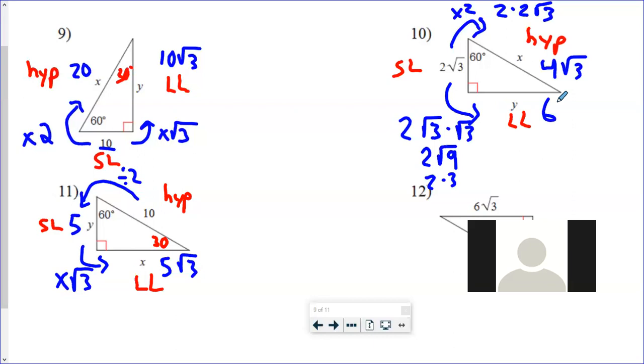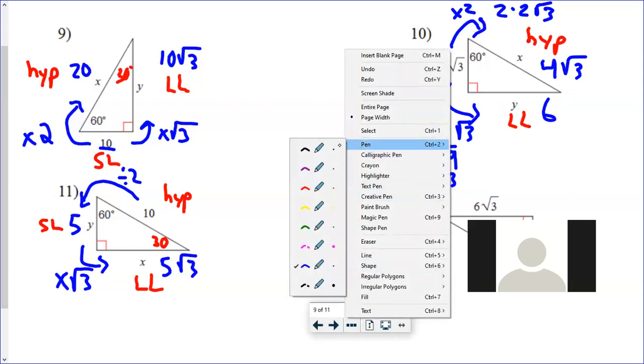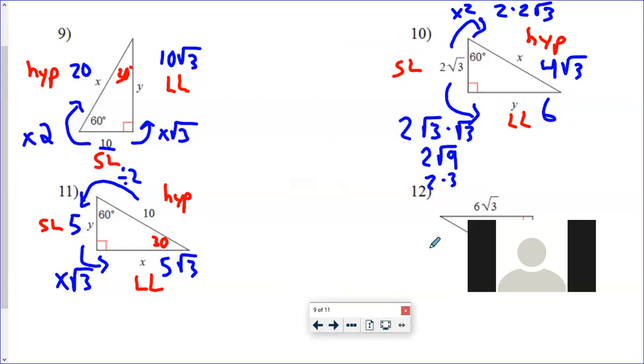All right, last one for this page. I'm going to again label short leg, long leg, hypotenuse. Here's my 30-degree angle. Across from it is a short leg. Here's 60. Across from that is a long leg. And across from the 90-degree angle is a hypotenuse.